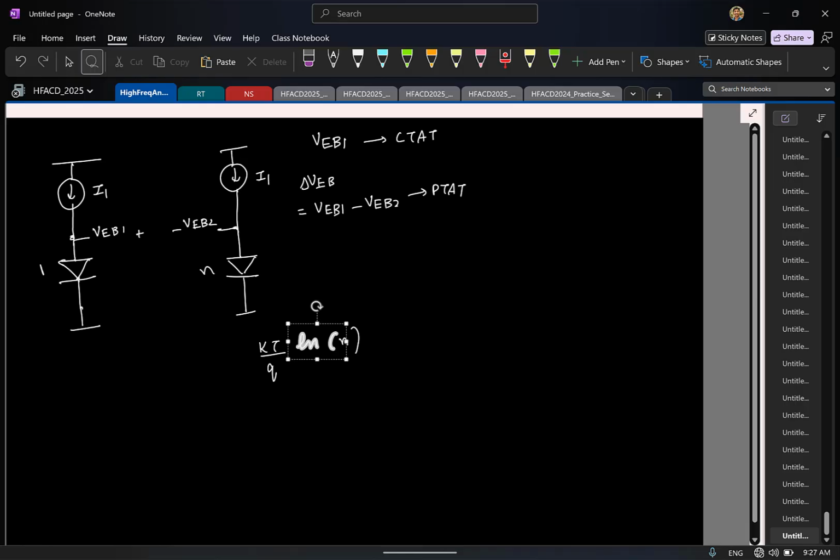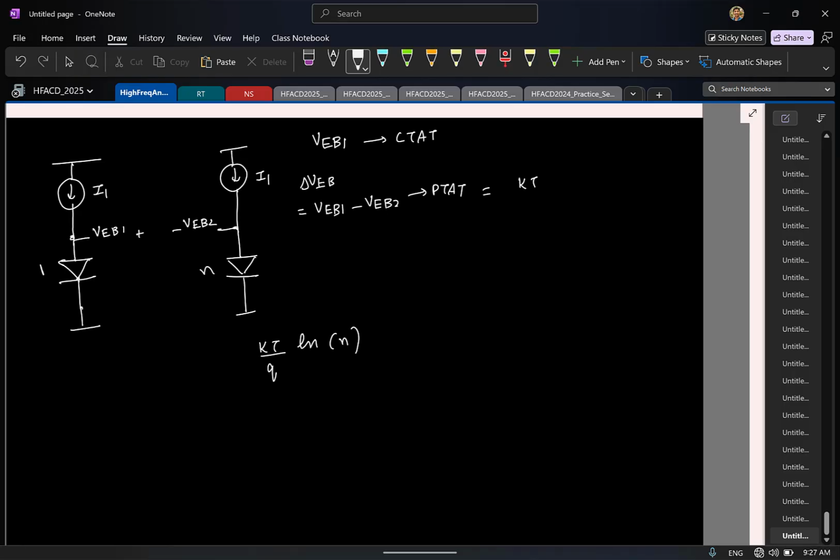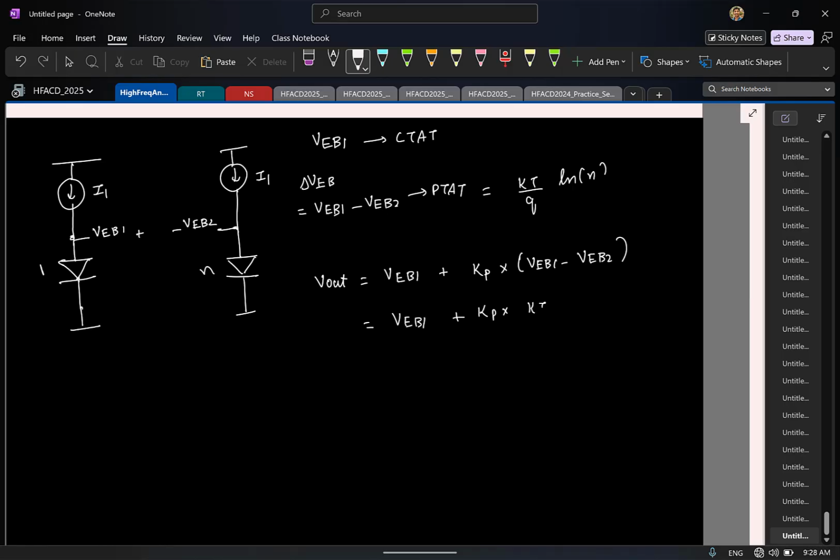So the PTAT voltage is KT by Q ln of N. Now I need to get my output as VEB1 plus a scaling factor Kp times the PTAT voltage, which is VEB1 minus VEB2. So that is essentially VEB1 plus Kp times KT by Q ln N.